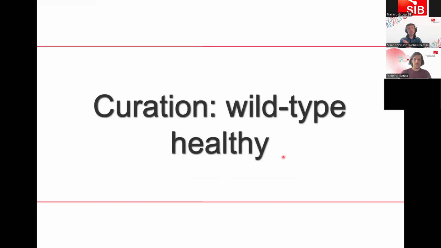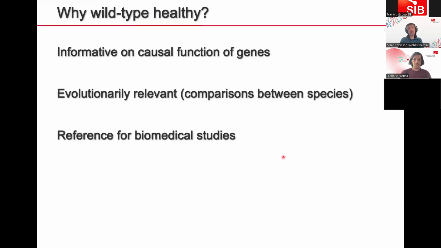So our curation, as I told you, is only to take wild type healthy. So why wild type healthy? First, it's informative on what we call the causal function of the gene. A gene, you can describe function in different ways. For example, you can say that BRCA1 is involved in breast cancer, but that's not actually the function this gene evolved to do. That's what it does when it doesn't work.